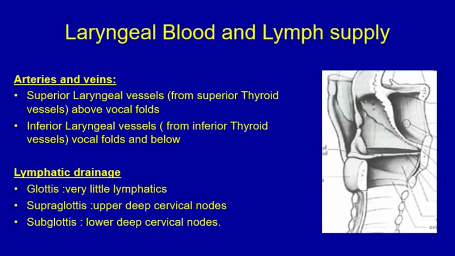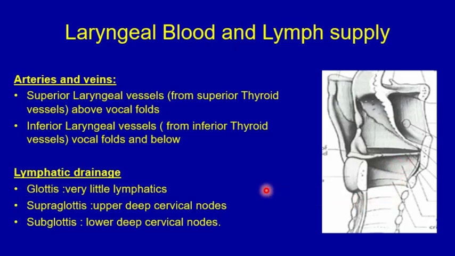There are two sets of blood vessels for the larynx. The supraglottis is supplied by the superior laryngeal vessels, one single artery and several small veins. These are branches from the superior thyroid artery and veins and supply the supraglottis above the level of the vocal folds. The other set is formed by the inferior laryngeal vessels, again a single artery and several small veins, branches from the inferior thyroid vessels, and they supply the vocal folds and the subglottic space.